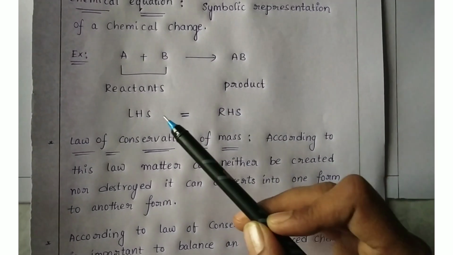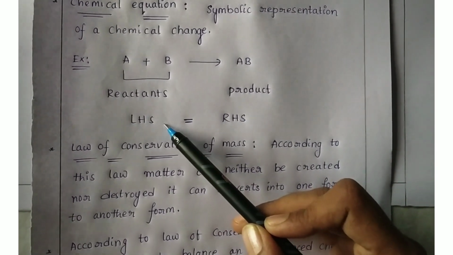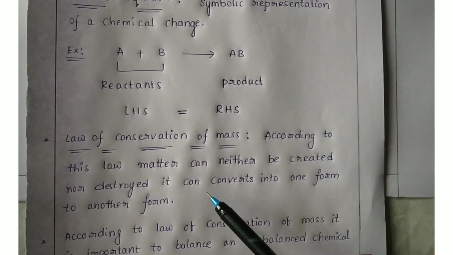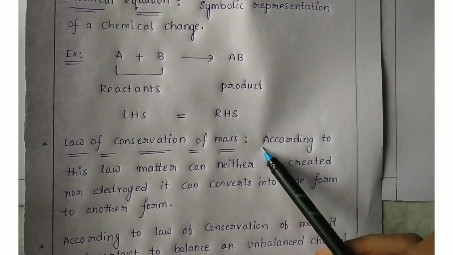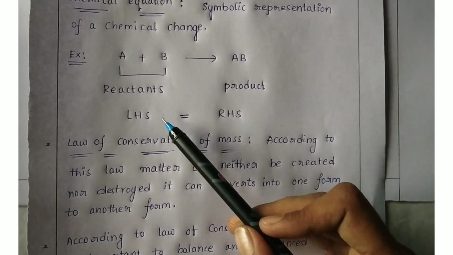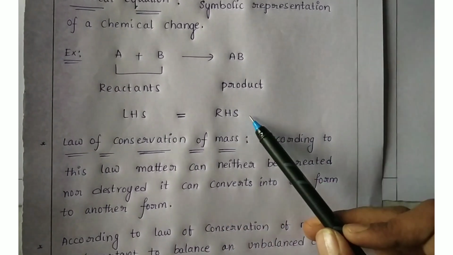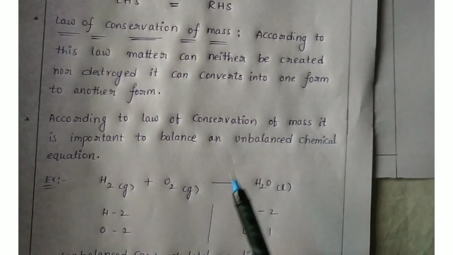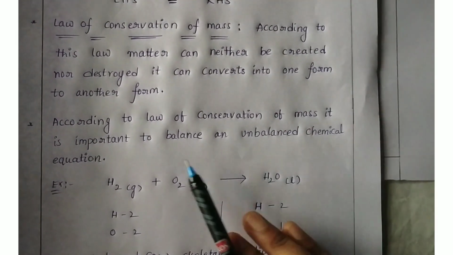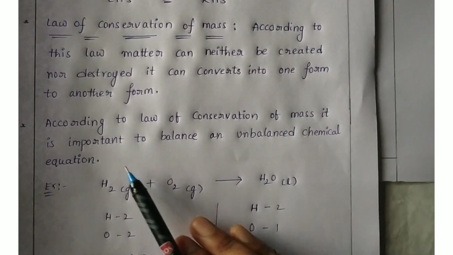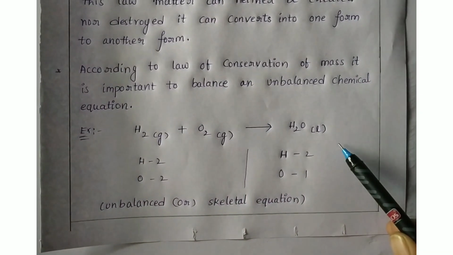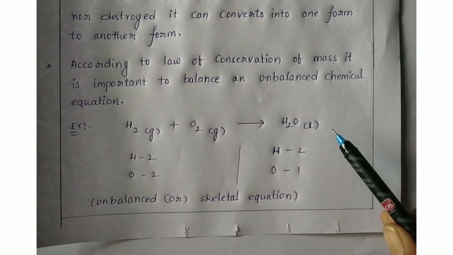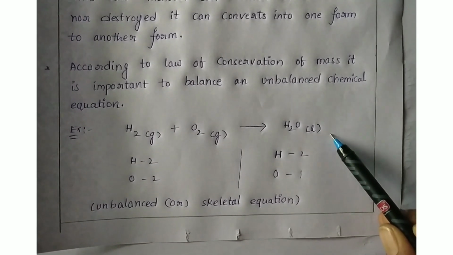Or the mass of the substances present on the left hand side should equal the mass of substances present on the right hand side. This is the law of conservation of mass. According to the law of conservation of mass, the number of atoms of reactants and the number of atoms of products should always be equal. Due to this reason, it is important to balance an unbalanced chemical equation. In the 10th class board examinations, they will give some unbalanced chemical equations. So, we need to balance the unbalanced chemical equations.